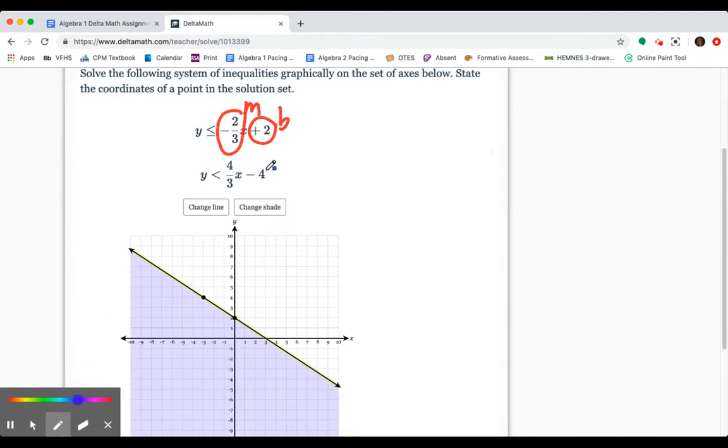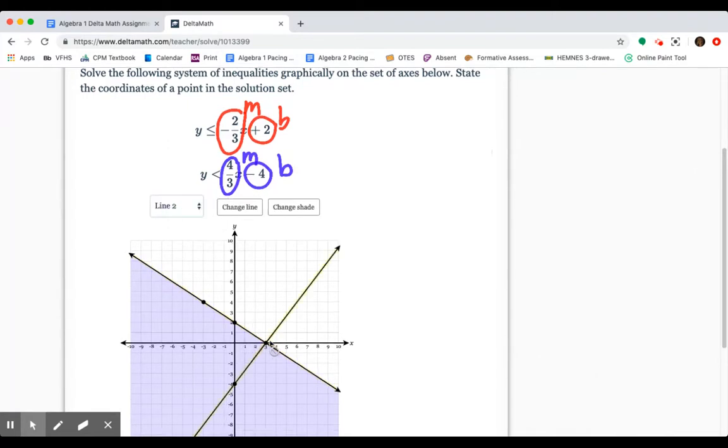And then for my second inequality, my b is at -4. My m is at +4/3. So my b, I'm going to begin at -4. I want it to be an uphill line, so I'm going to rise 4, run 3 in the right direction. It's just a less than symbol, so I need to change the line to dotted. And since it's less than, I'm going to shade below it.